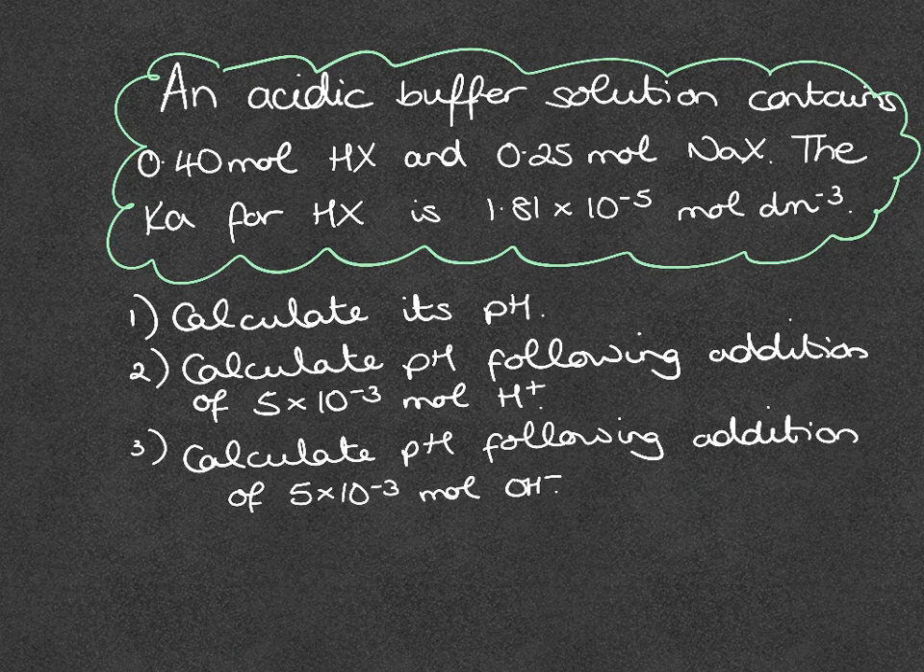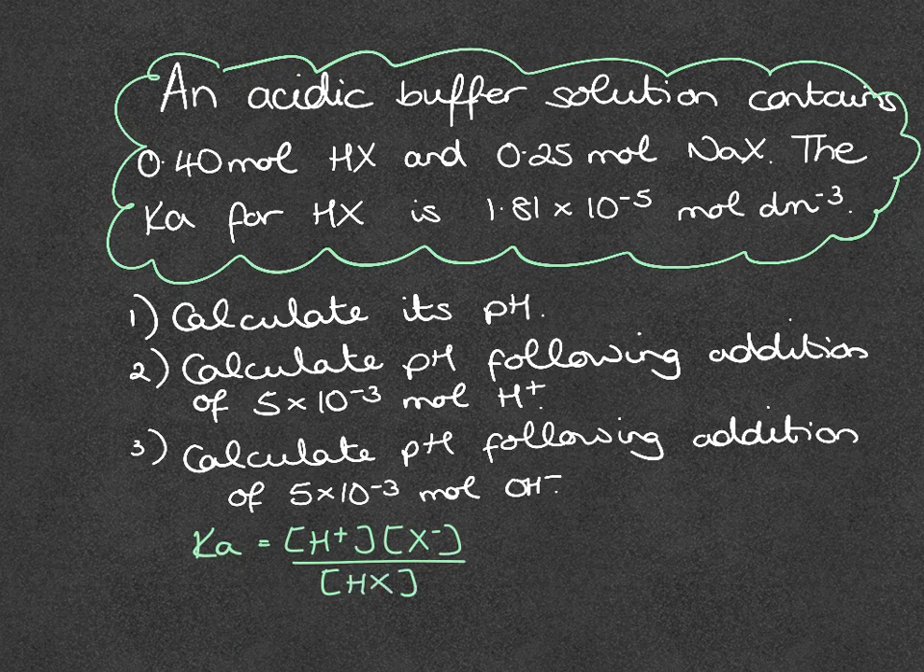To calculate the pH of the buffer to start with, which is number one. Number two, to calculate the pH after you've added a small amount of acid. And number three, to calculate the pH after you've added a small amount of alkali. Now remember that we are using the expression Ka is equal to concentration of H plus times concentration of X minus over concentration of HX.